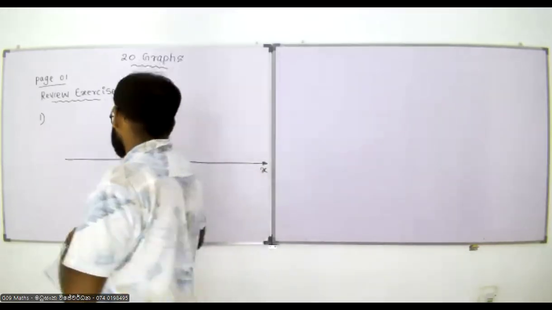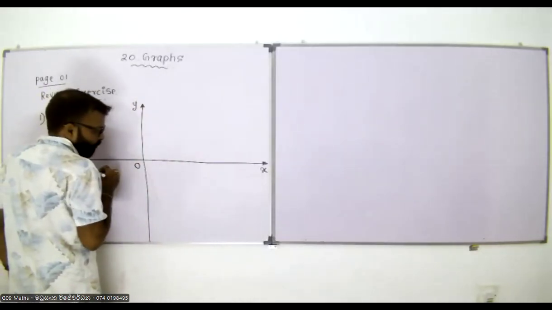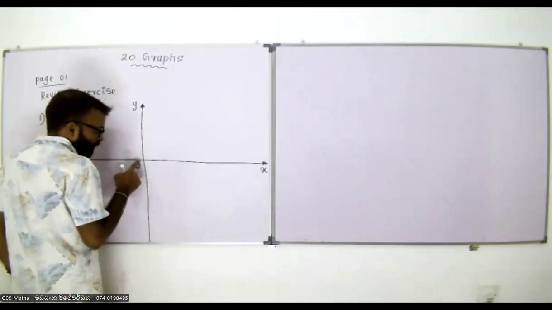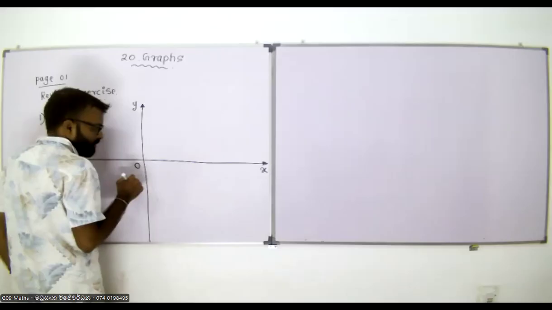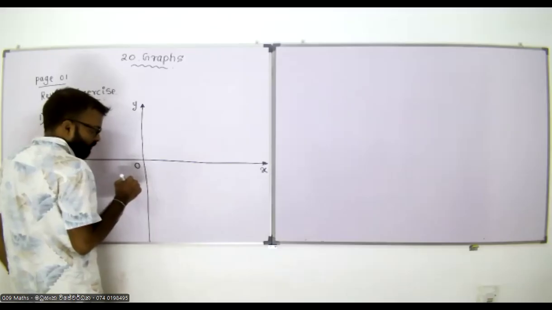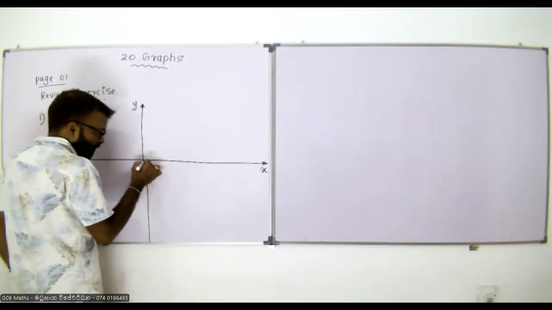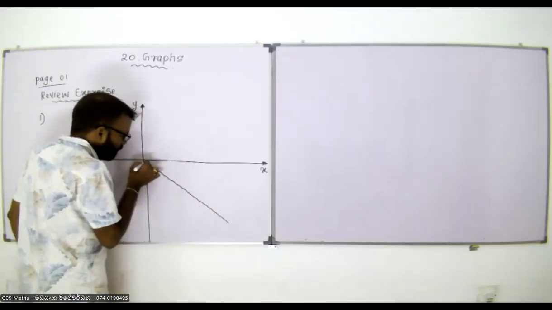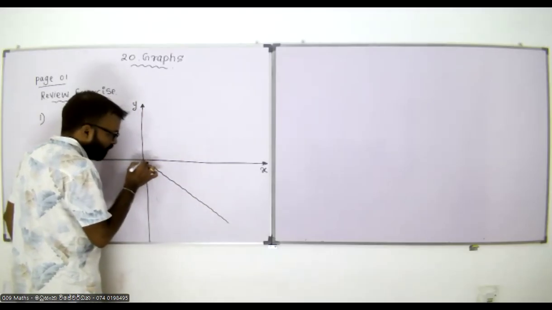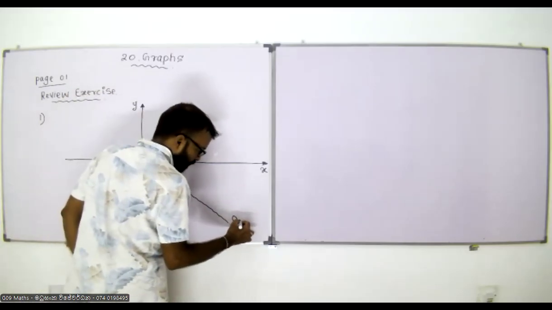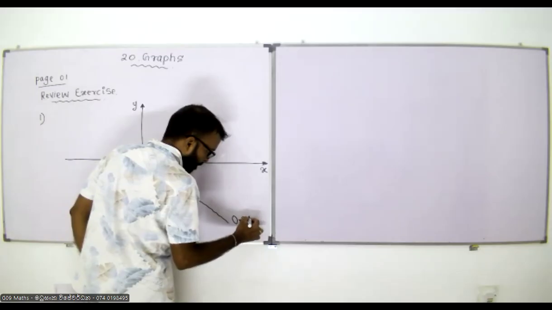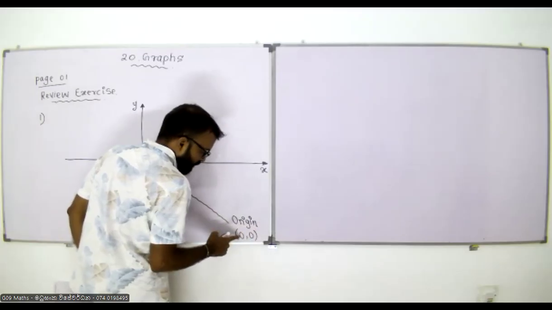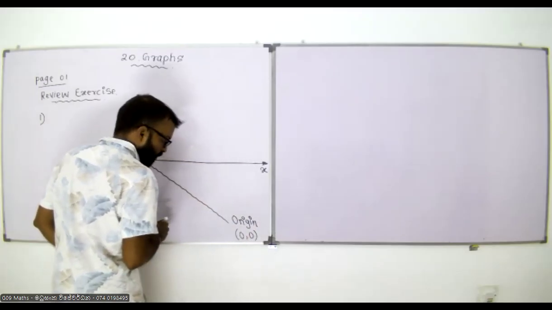Next, this 0 point. Normally the coordinate of this 0 point is (0, 0). So this is called our origin. If you want, you can name it. This point is called the origin of the graph. The coordinates of that point are (0, 0): x-axis coordinate is 0, y-axis coordinate is 0.